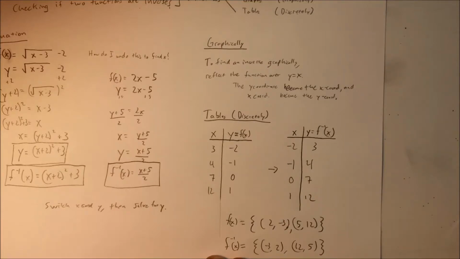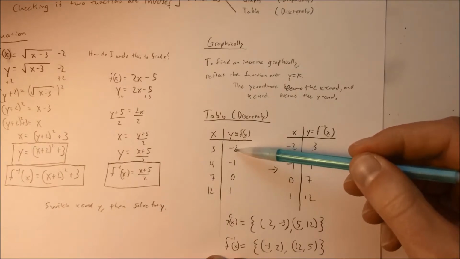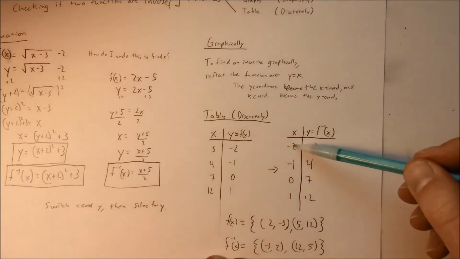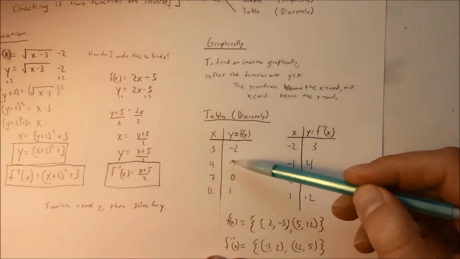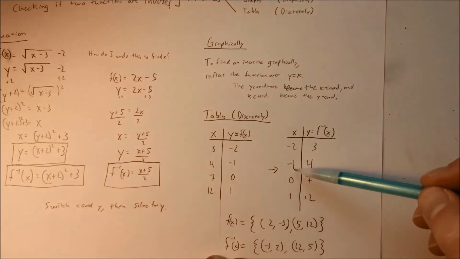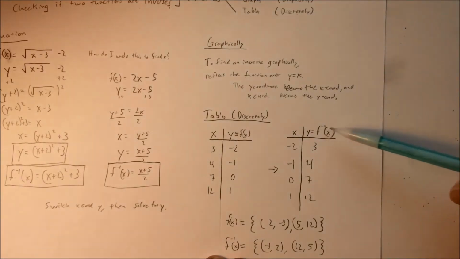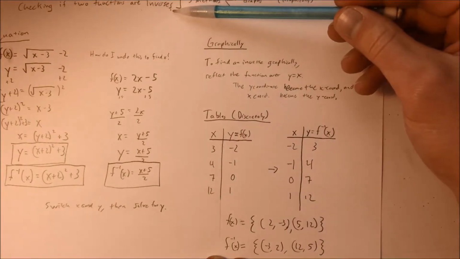Remember, we're just undoing it. We're switching. We're going backwards. So if I was at 3 and I ended up at -2, the inverse says go backwards. Well, it means I start at -2 and I go backwards to 3. If it was at 4 and I ended up at -1, well, go backwards. So I'm going to start at -1 and go backwards to 4. That's all inverses do. Inverses just mean undo it. Go backwards.